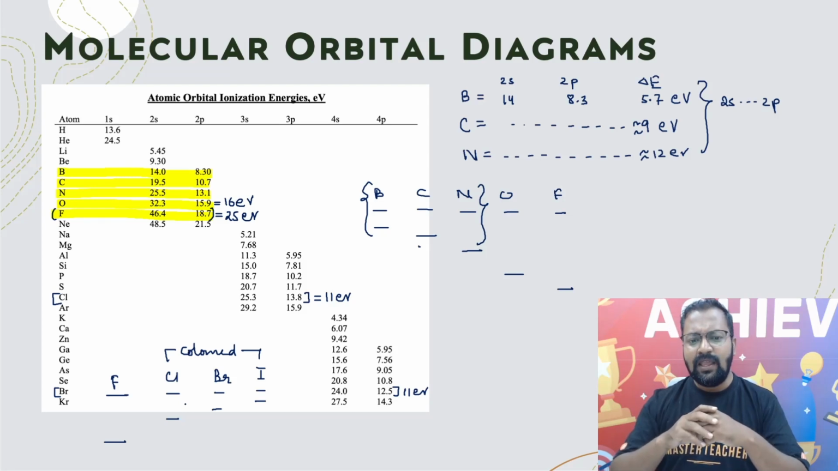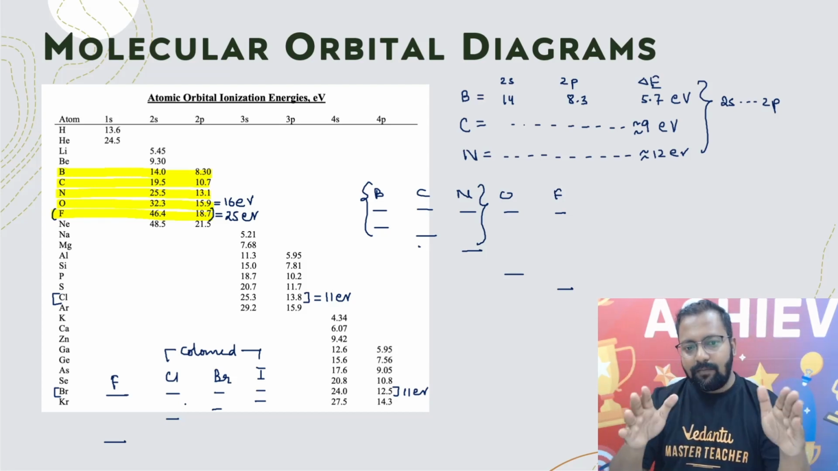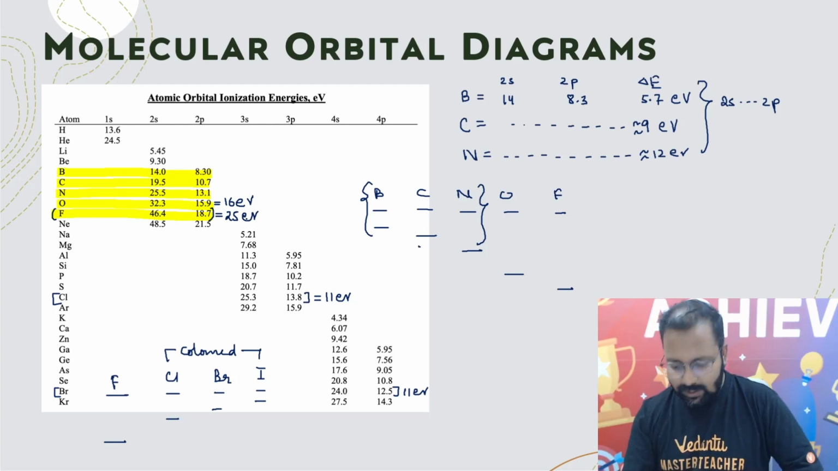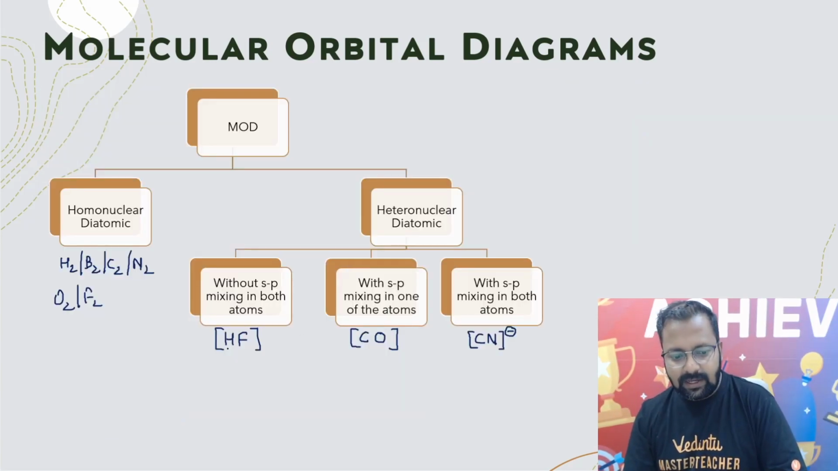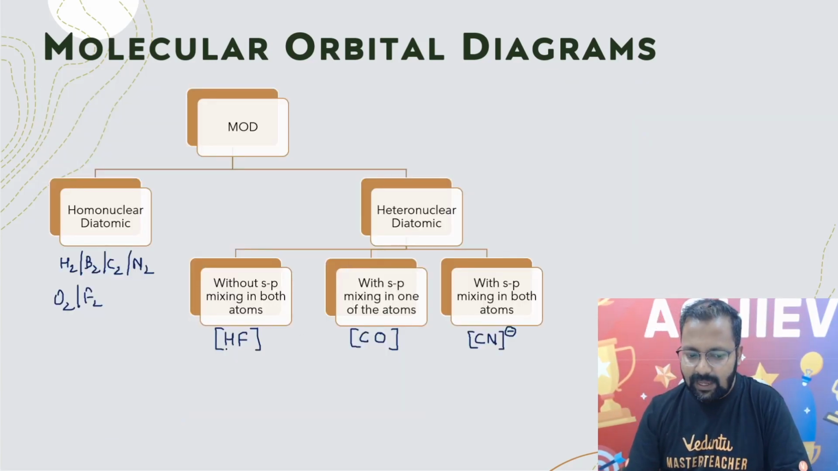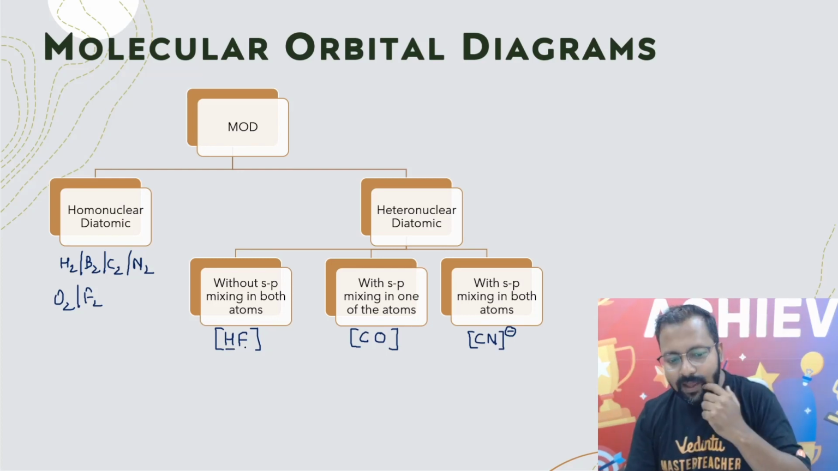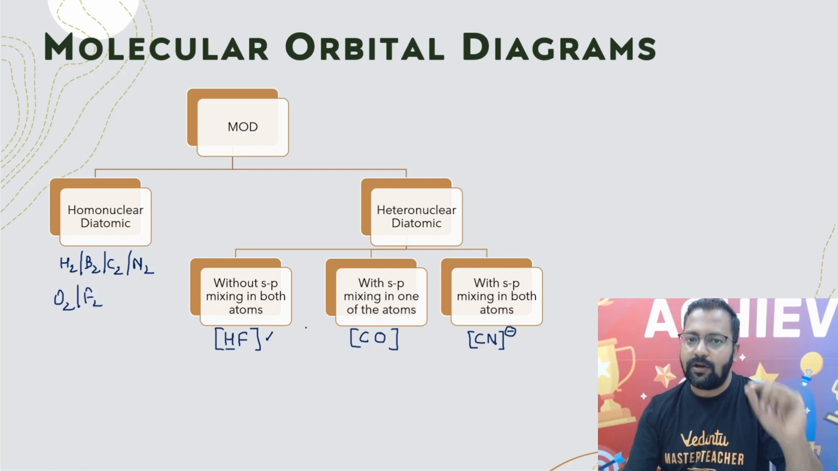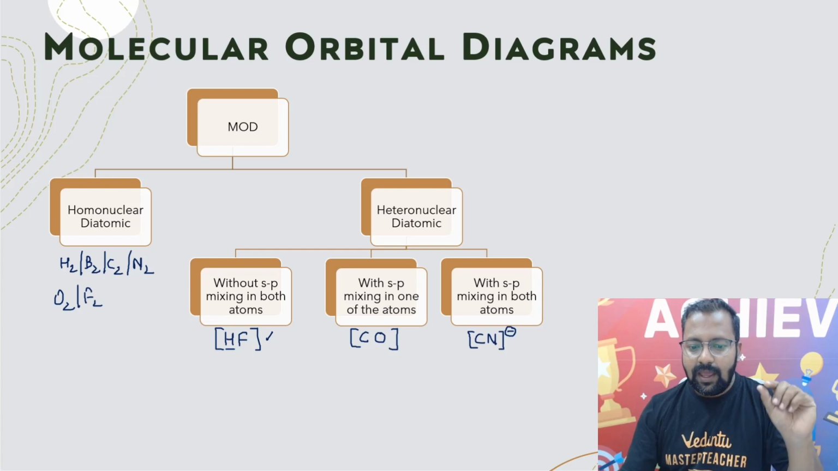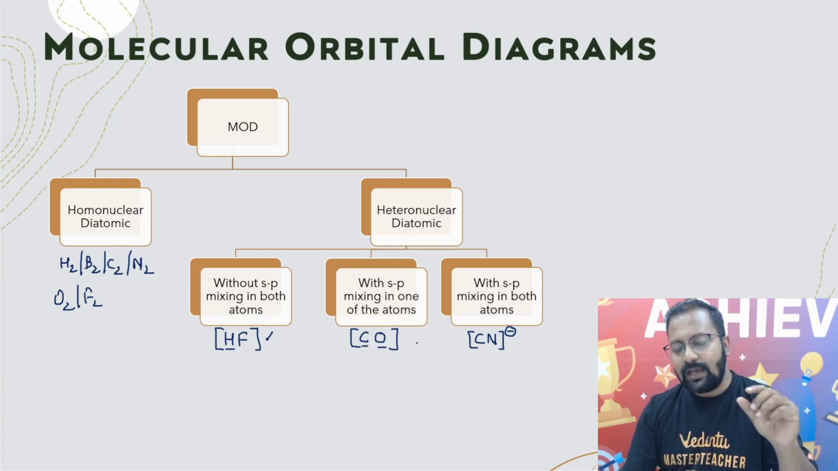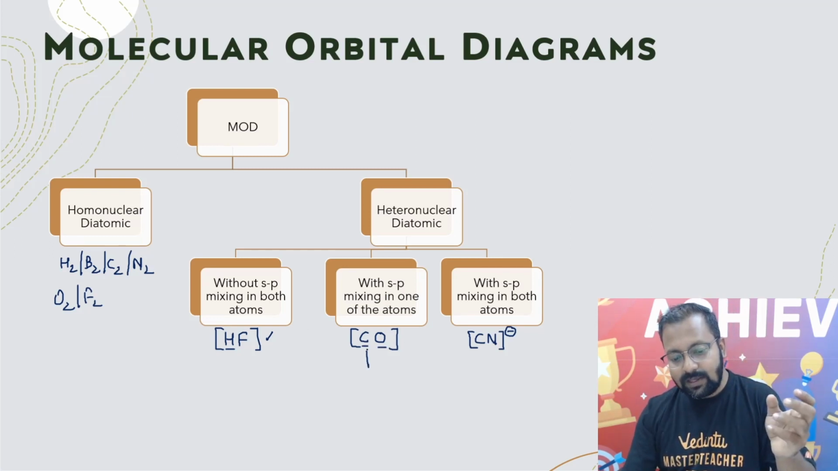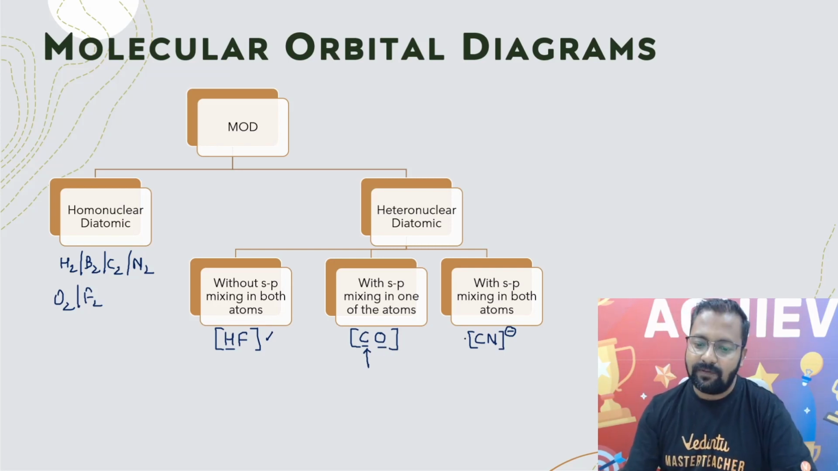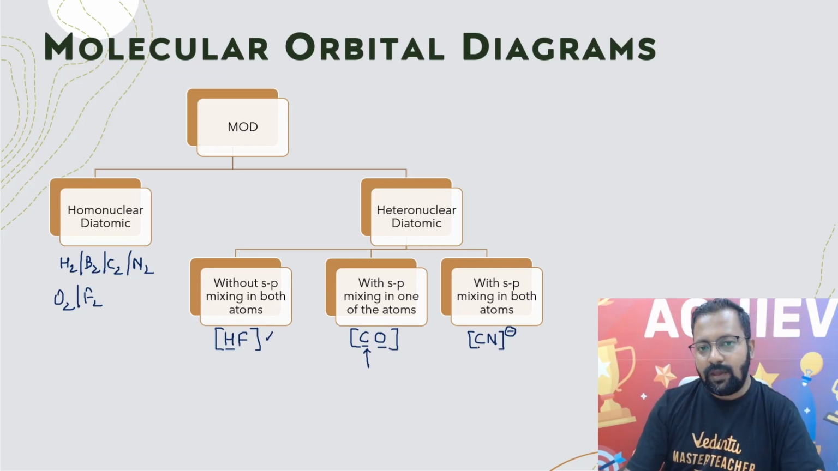Okay, so please remember that now you can make sense of why I said that HF is without mixing, because H does not undergo mixing of 2s and 2p. Now there is no 2s and 2p in hydrogen. Therefore this is an example of a molecule which does not have sp mixing. CO is an example where one of them has sp mixing and the other does not, while this one is the one where both of them have sp mixing.